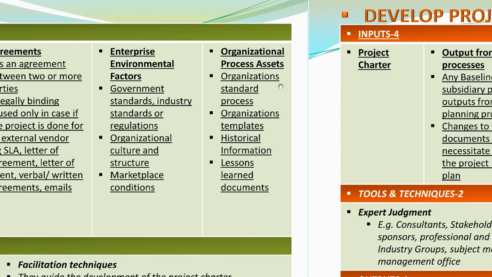So let's see some examples of enterprise environmental factors, which cannot be changed, and they are government standards, industry standards or regulations, organizational culture and structure. Like for example, which company we work for, they have an organizational culture and structure. We cannot go in as PMs or project managers and try to change it. We have to live with it. Then we have marketplace conditions. Now we cannot change the marketplace conditions, right? So all these enterprise environmental factors are something that we don't have any power over, and we have to live with it.